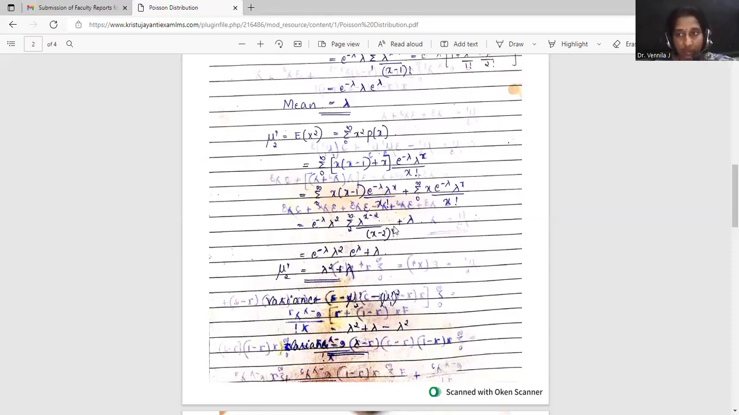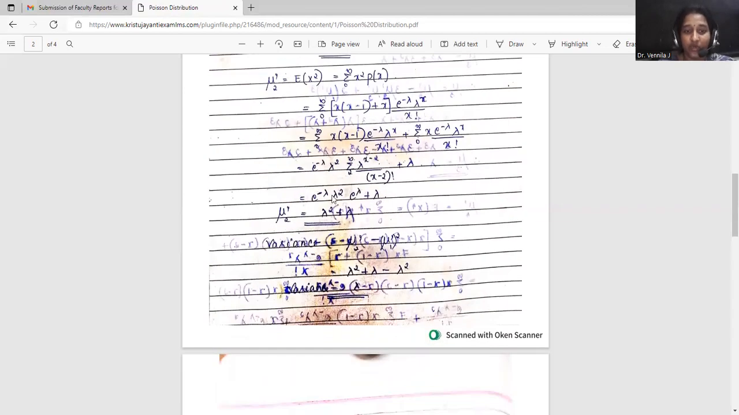So e power minus lambda is a constant, so you can take it outside. And what is the remaining? Lambda power x. In the denominator, we have x minus 2 factorial, right? So in the numerator also, we can split lambda power x as lambda square into lambda power x minus 2. So both go outside, and the summation x is equal to 0 to infinity of this part will be there. Okay. So in this part, if we apply x is equal to 2, 3, etc., that becomes the exponential expansion. So that expansion term is e power plus lambda. Now we can see e power minus lambda and e power plus lambda cancel, and from that we get lambda square. So lambda square plus lambda is the answer for the mu2 dash.